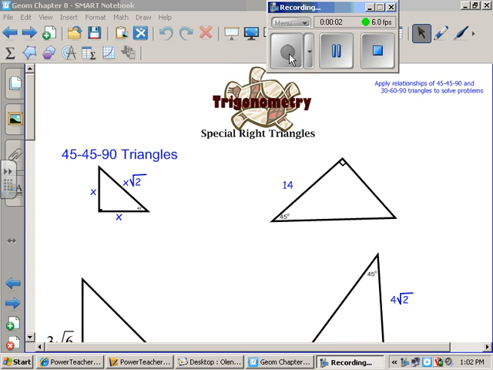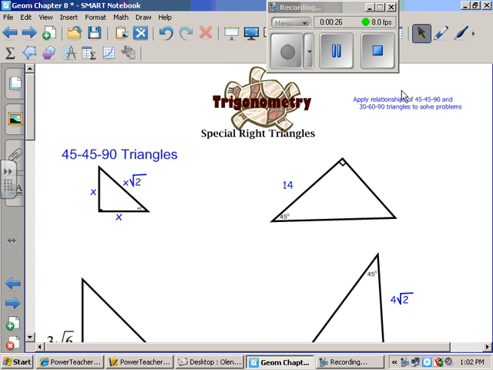To start a section on trigonometry, which is the relationship of the sides of right triangles, we're going to go back a couple of chapters and pick up one section that we didn't cover, because I felt like it went better here. And that is the relationship of special right triangles.